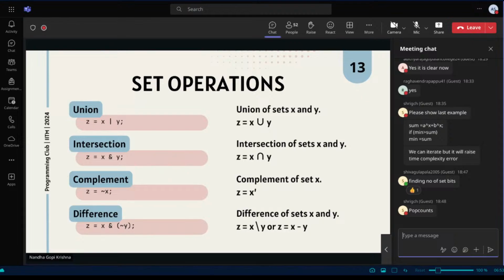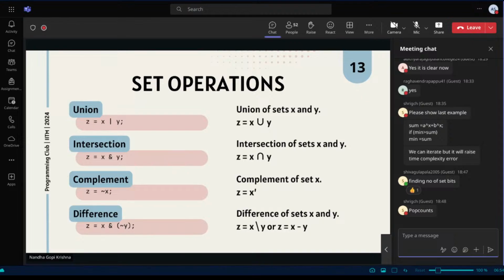We do OR. And why does OR work? If a particular element is present in either x or y or in both, that bit will be set in z, which is exactly what we want out of union. Moving on to intersection. What does intersection do? It should only have the particular element set if both of them have it, which is exactly what the bitwise AND operation does. It outputs 1 only if both inputs are 1.